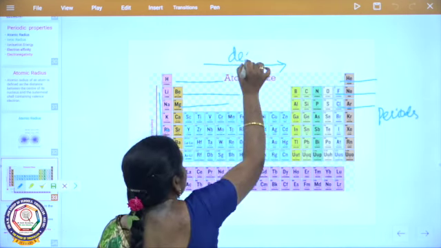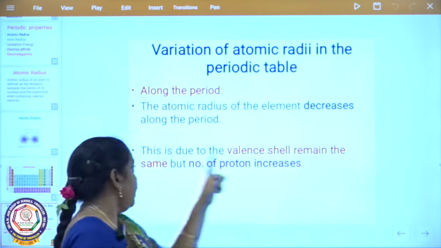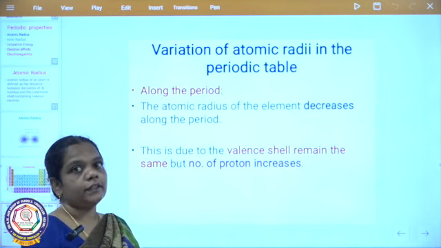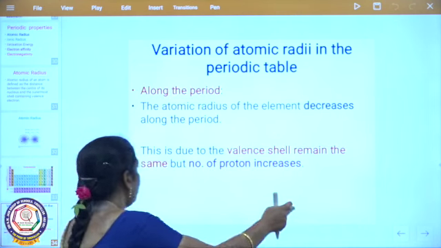Why is there a variation along the period? The atomic radius of an atom decreases along the period. This is because of the valence shell. The valence shell remains the same, but the number of protons increases. Now, you are going to see that.